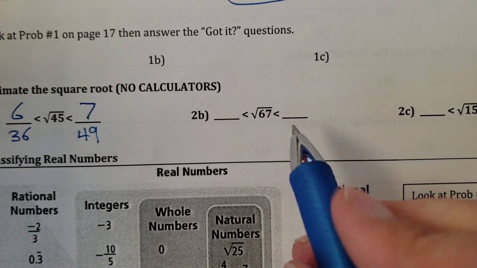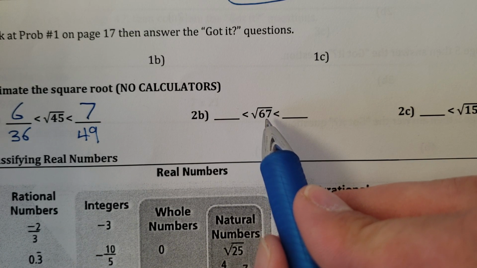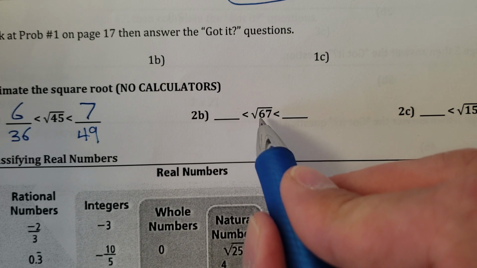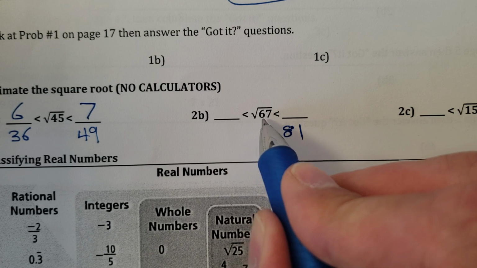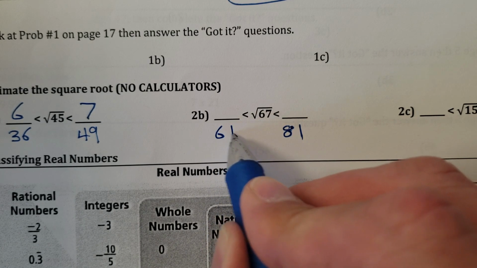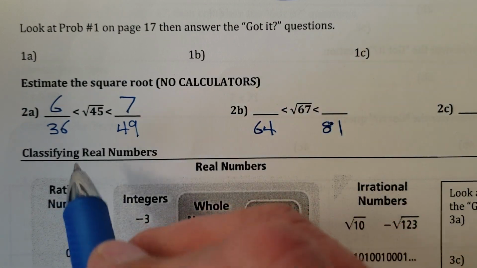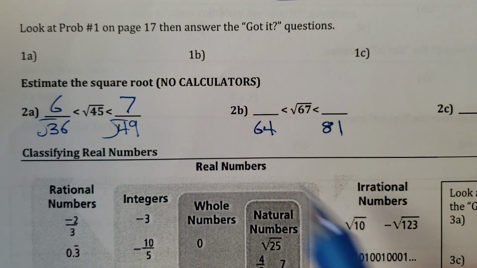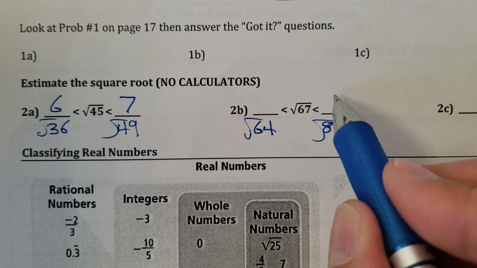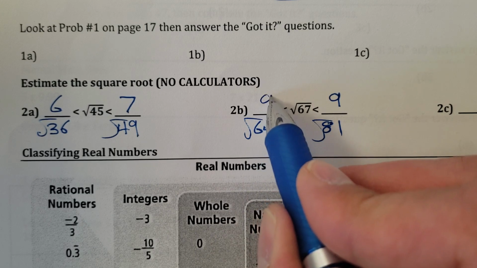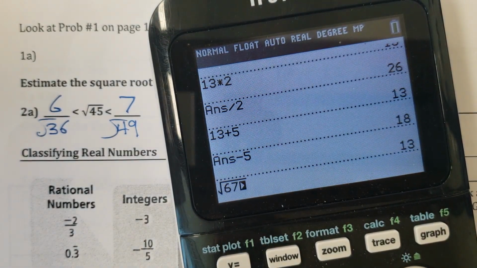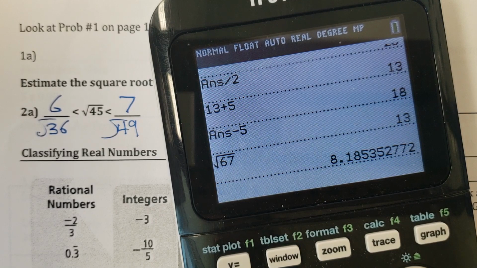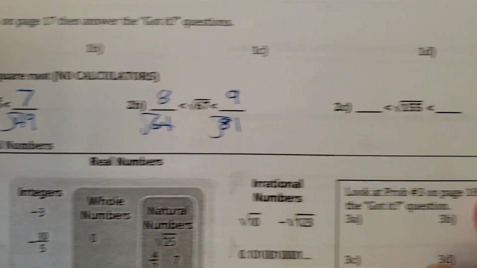Okay. The square root of 67, well, that's got to be between the perfect squares. The next perfect square, I believe, is 81. Okay. The previous one would be 64. Okay, so I should probably put these symbols like that. There you go. Okay, that's 9, and that's 8. There you go. Let's double check really quick. Square root of 67. Hey, look, 8 point something. It's between 8 and 9. So in between the nearest whole numbers.